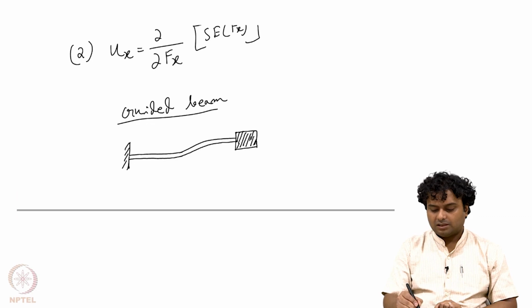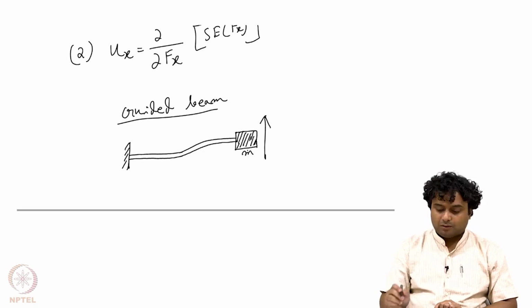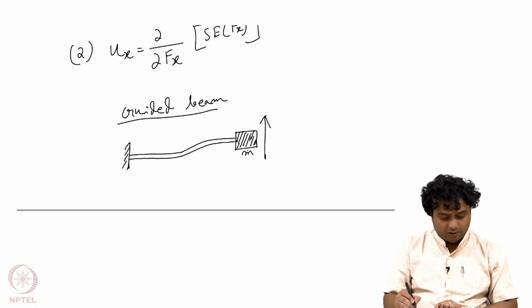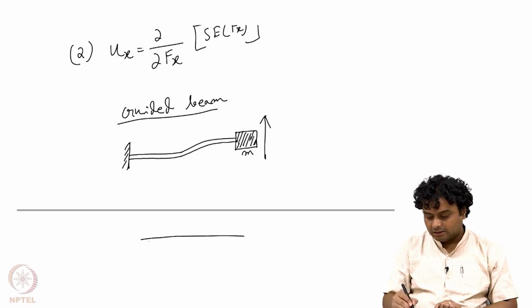Let us assume that this side of the cantilever is fixed, and then this is the mass which is connected to the other end, and that mass is moving only in this direction. So there is no x axis movement or no rotation. Now for that we have seen that if we draw the free body diagram, then the constraints are like this.